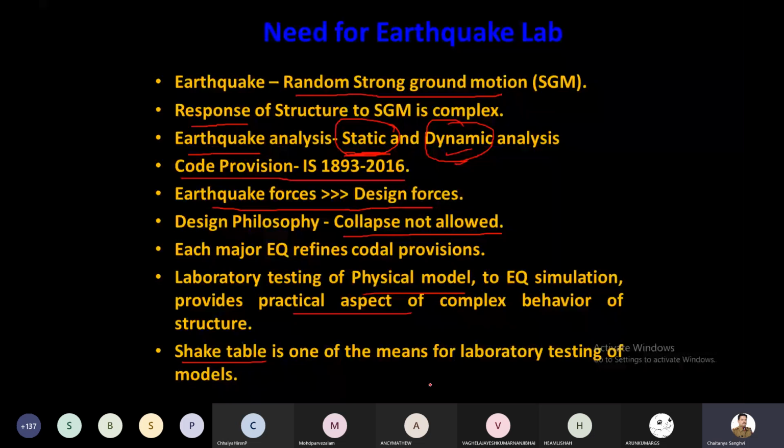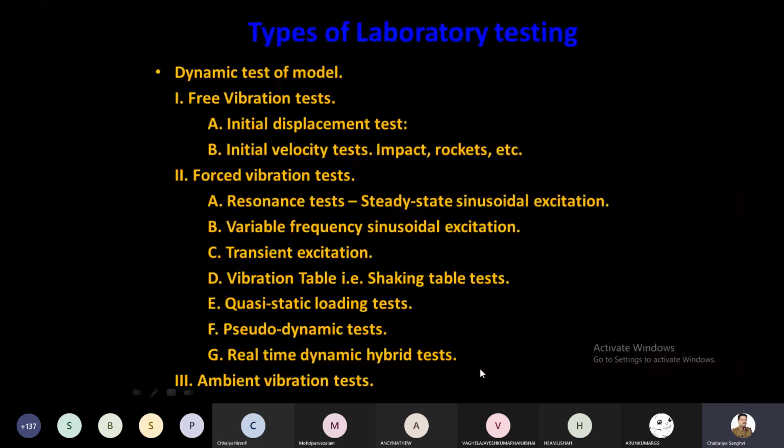So as far as the laboratory testing is concerned, we are directly going to this part. We are going to perform a dynamic test of the model. There are three types of tests. A free vibration test. The free vibration test means only the initial disturbance is there. You are disturbing the system initially, and then the system will vibrate on its own elastic property, right? That is a free vibration test, right?